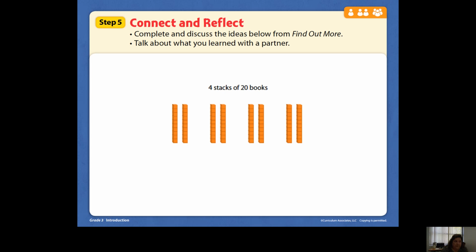You can also count on by groups of 10s to multiply. So we know that we can do that, as we have discussed a little bit earlier. Count on by groups of 2 tens 4 times to find 4 times 20. Remember, 20 is simply 2 tens. 2 tens, 4 tens, 6 tens, 8 tens. That's how we can count on. 8 tens is also 80.